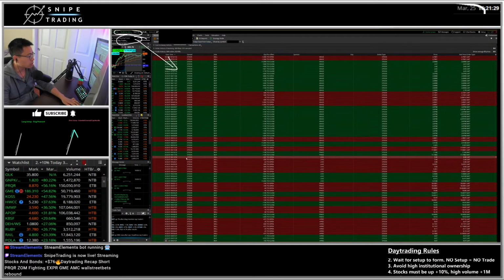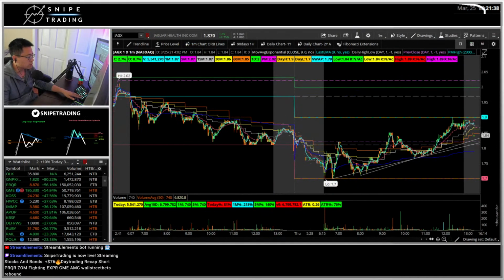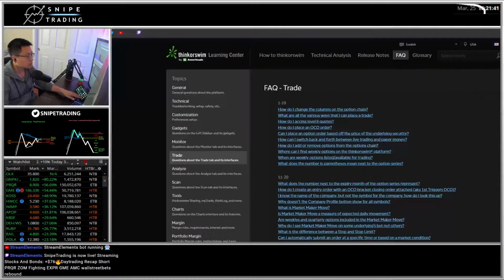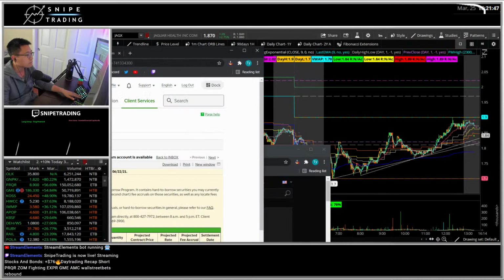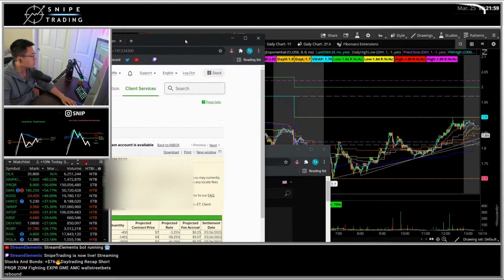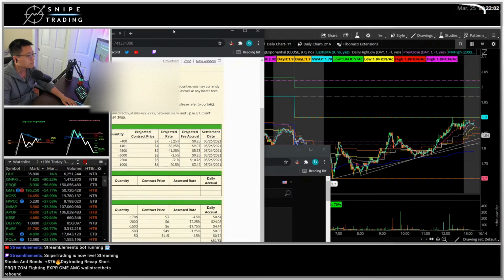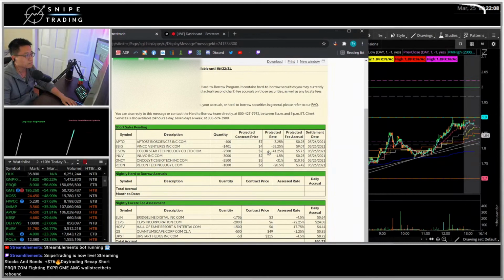So to get signed up in the hard to borrow program, once you get approved, you get a nightly recap, and I'll show you some statements on this. Here's my TD Ameritrade account, and if you go to the bell, I get a nightly summary. Click on there, and here you will find the nightly summaries of the borrows.